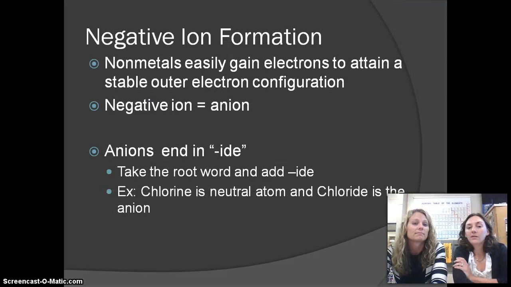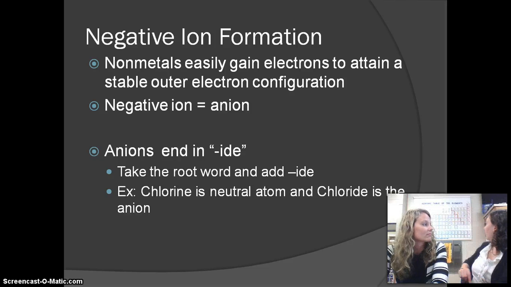Now let's talk about negative ions, because for every positive you need to have a negative ion. These easily gain electrons to attain a stable outer electron configuration. They are called anions. The way that you are going to name your negative ions is you're going to take the root word. So for example, chlorine is a neutral atom. But when you lop off the end, you take off the INE, then you replace it with an IDE, and now you're representing it as an ion.